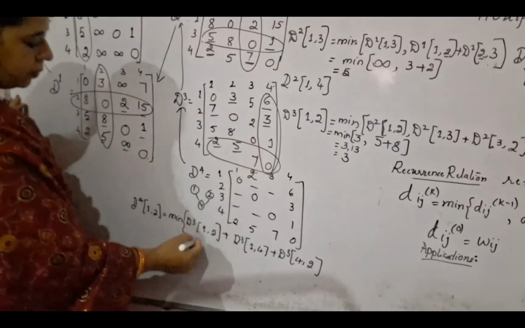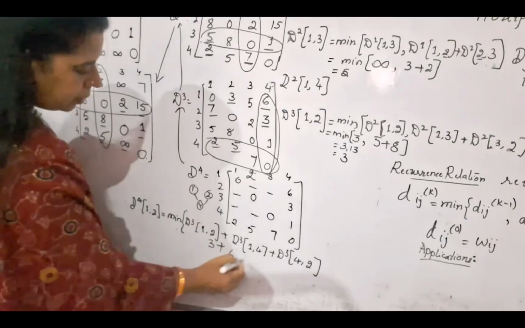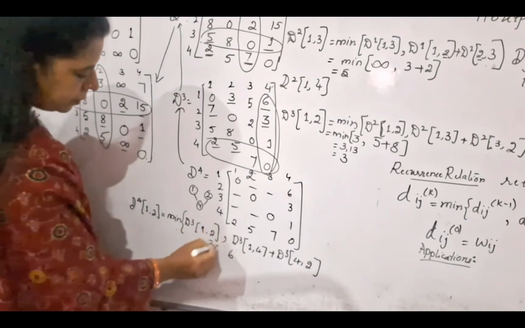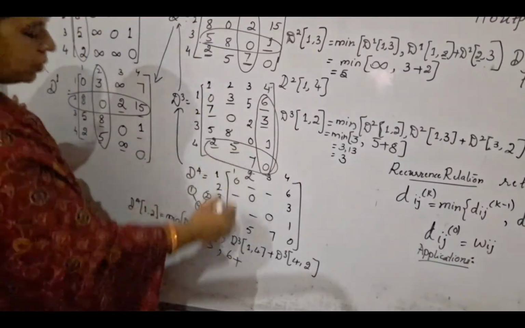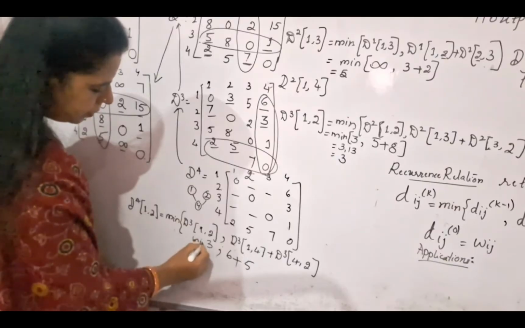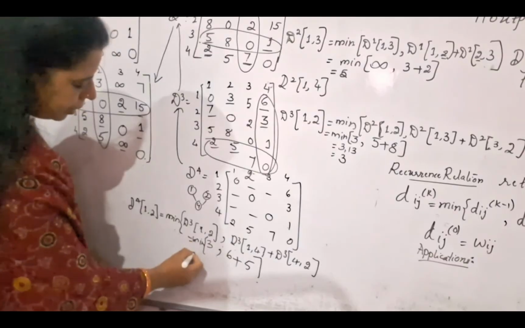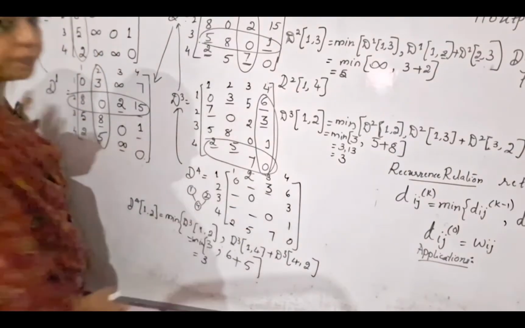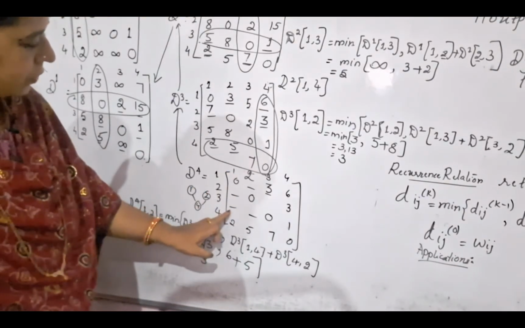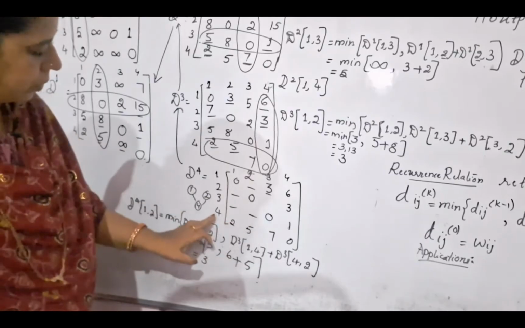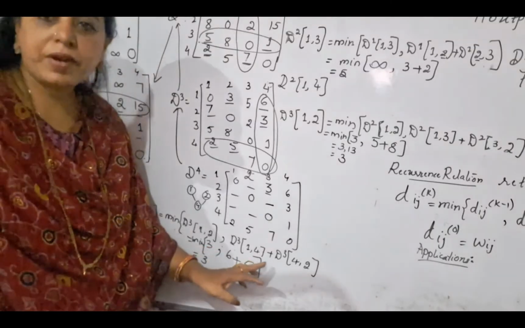1 and 2, intermediate vertex 4. In D3, 1 to 2 is 3, and 1 to 4 is 6, plus 4 to 2. 4 to 2 is how much? 5. So minimum of 3 comma 6 plus 5, 3 comma 11. Minimum is 3. So your value here will be 3. Same way you try to find out D4 of 2 comma 1, D4 of 3 comma 1, D4 of 3 comma 2, and this one also D4 of 2 comma 3. So remaining elements you find out in the same way.